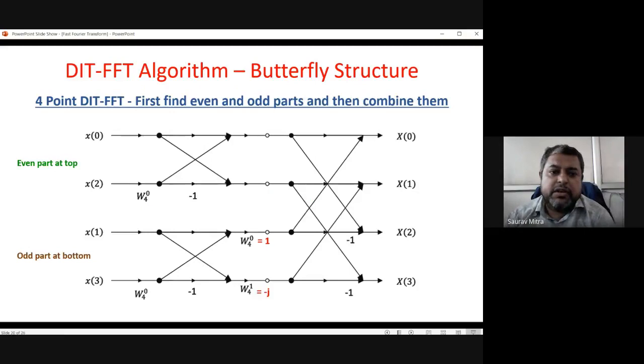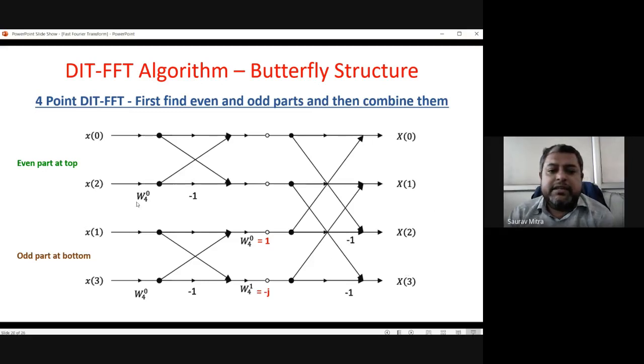Before going to 8-point DIT FFT, let us have a small recap of 4-point DIT FFT. A sequence xn of length 4 will be given to us: x0, x1, x2, x3. On the input side we have to rearrange it, that is x0 and x2 first. The even part should be at the top and the odd part at the bottom, so be very careful about it. For DIT FFT, the input is in rearranged form and the output is in properly arranged form, that is X0, X1, X2 and X3.